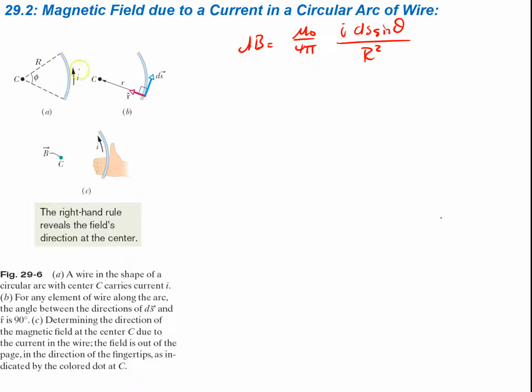Let's look at our setup here. You have some piece of wire that has an angle of phi. The radius is going to be r. You have a current running through it. When you're going around a circle, the angle between your ds and your unit vector r is always going to be 90 degrees. Since it's always 90 degrees, this term, which is sine 90, is going to be 1. So your sine term goes away. All you're left with is mu naught over 4 pi times I ds over r squared.